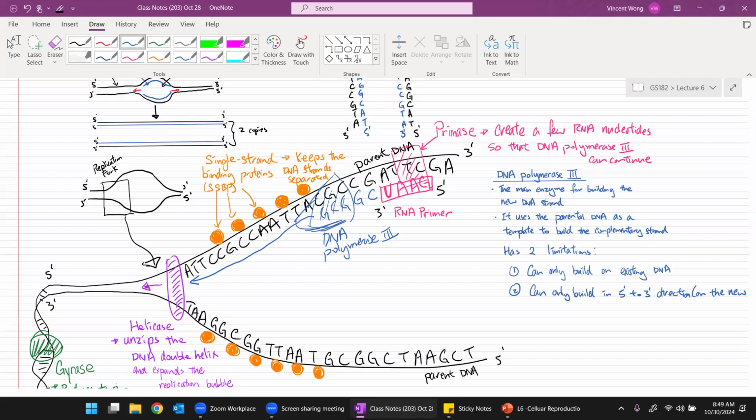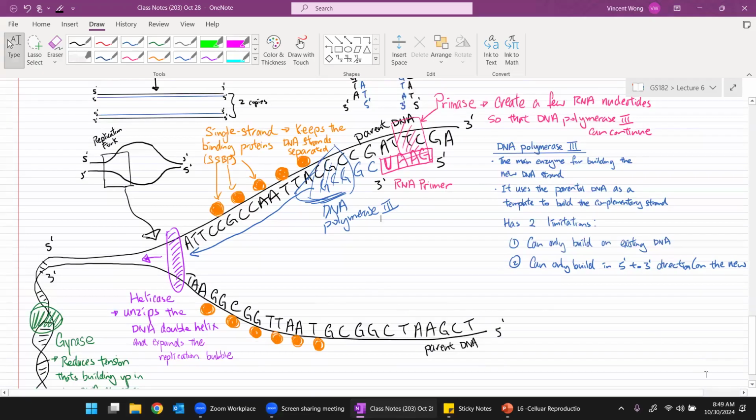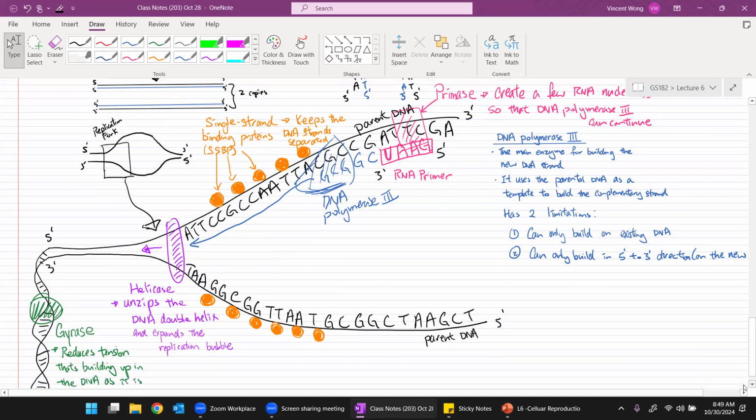Do you understand? So the problem is that you cannot go back. The problem is you cannot go in the 3 to 5 direction. You can only go 5 to 3. Okay? So that's why, to copy the rest, we're going to need to have more primers. And that's actually what's going on the other side of the fork.